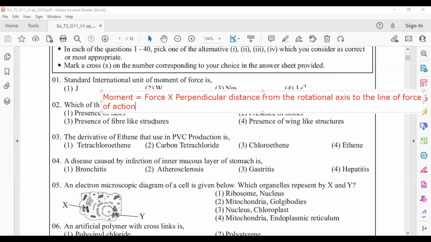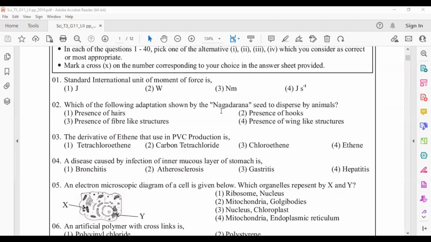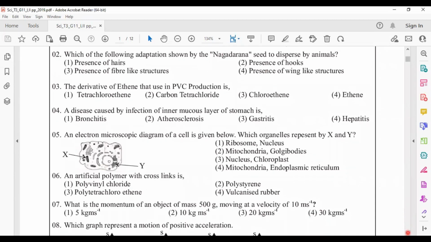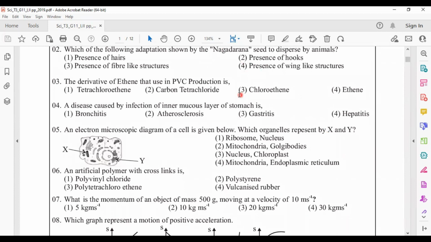Which of the following adaptations shown by the Nagadharana is said to disperse by animals? Here the answer number 2 is correct because it has hooks. Because of the hooks, it can spread by animals by connecting with the animals' bodies. The derivative of ethene that is used in PVC production is chloroethene.